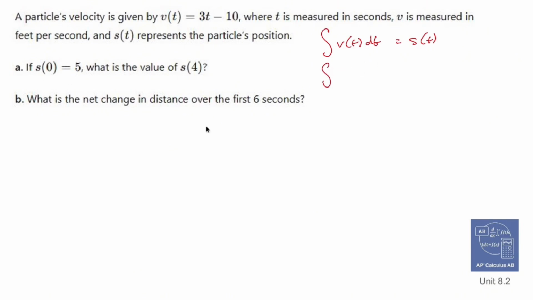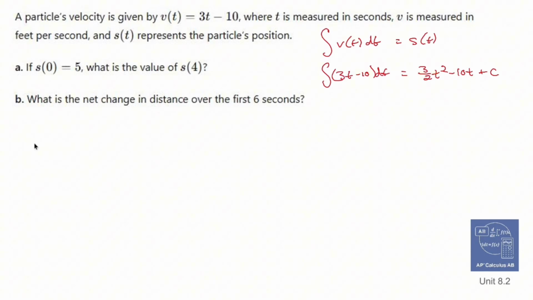I'm not even going to do that for part A. I'm just going to do that in general because we're going to need that to do part B, as I'm looking ahead. So the integral of 3t minus 10 dt is going to equal 3/2 t squared minus 10t plus some arbitrary c. I have to leave that lingering.